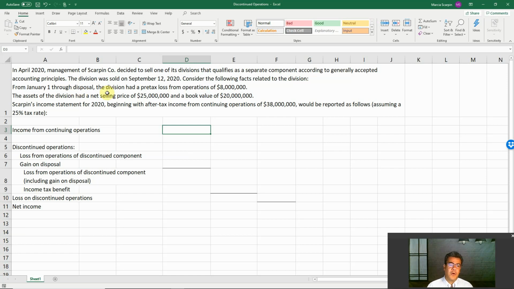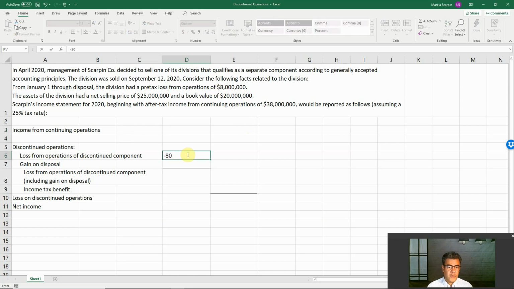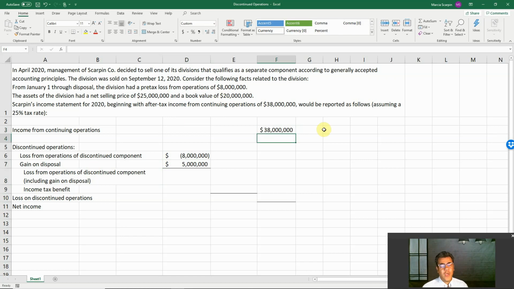From January 1st through disposal, the division has a pre-tax loss from operations of $8 million. So here, the loss is $8 million, so negative 8 million. The assets of the division had a net selling price of $25 million and a book value of 20. We sold it for 25, book value 20, so we have a gain of $5 million. Starting with after-tax income from continuing operation of $38 million, and we assume a 25% tax rate.